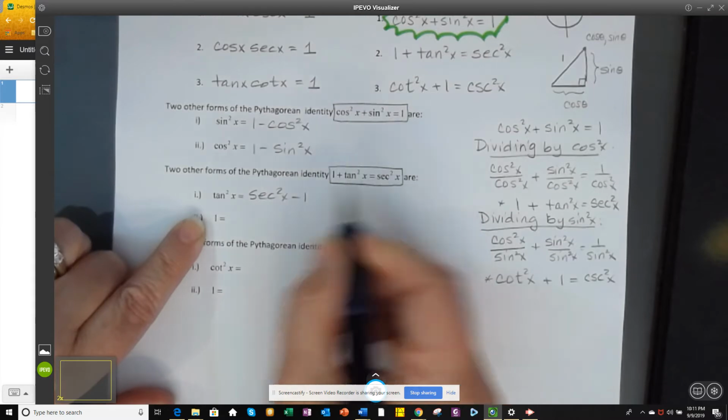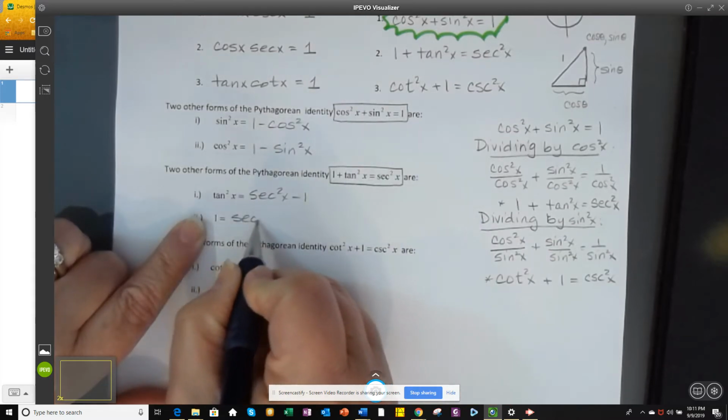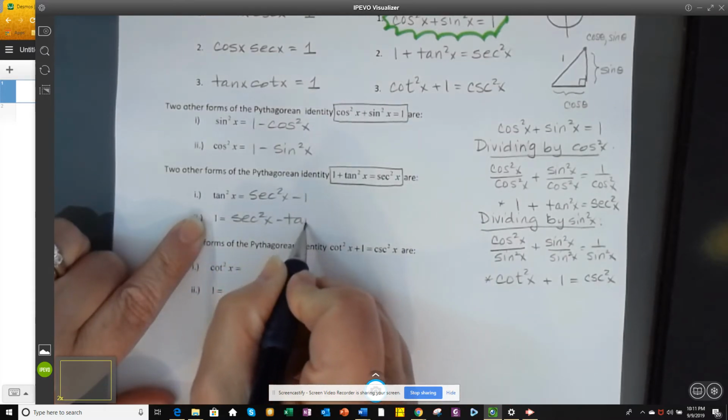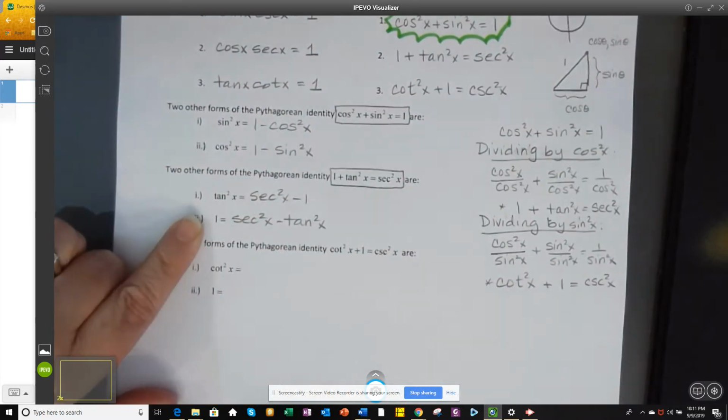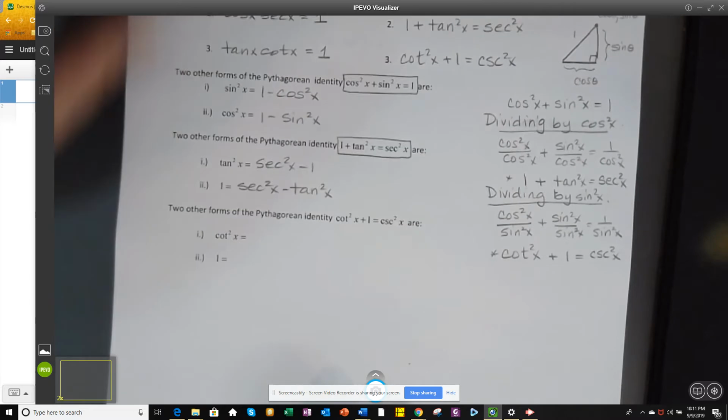We would take secant squared x and we'd subtract tan squared x and we would get another identity which is equal to 1. All powerful stuff in trig here.